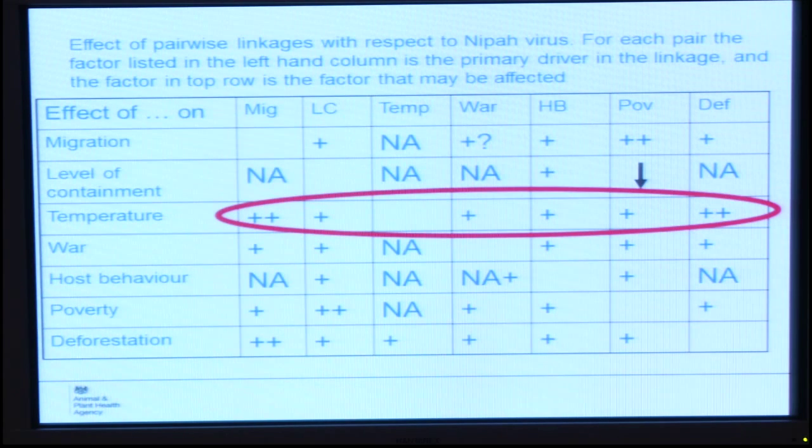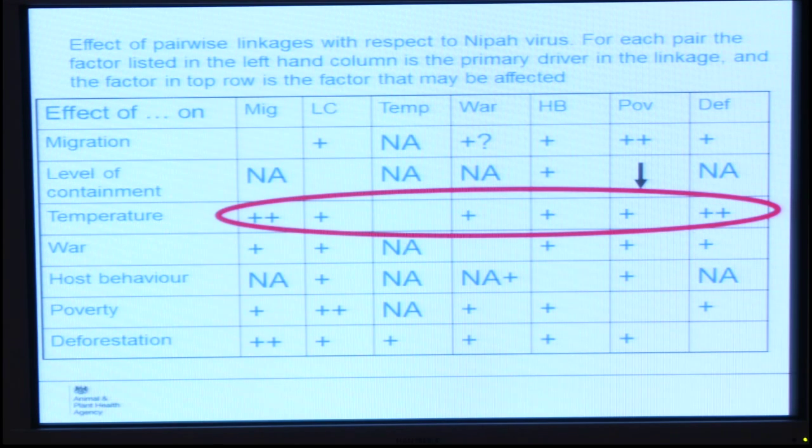More importantly, the people in that particular group then put together a 2x2 table where they could pairwise compare each link. So this is the one that's being affected. So I've got migration, level of containment, temperature, war, host behavior, that's actually human behavior, poverty and deforestation, and these are the effectors. So if it's a plus, then this one is affecting that one.